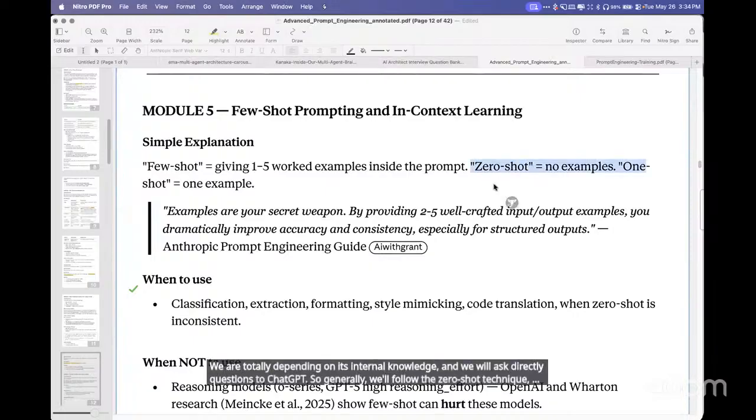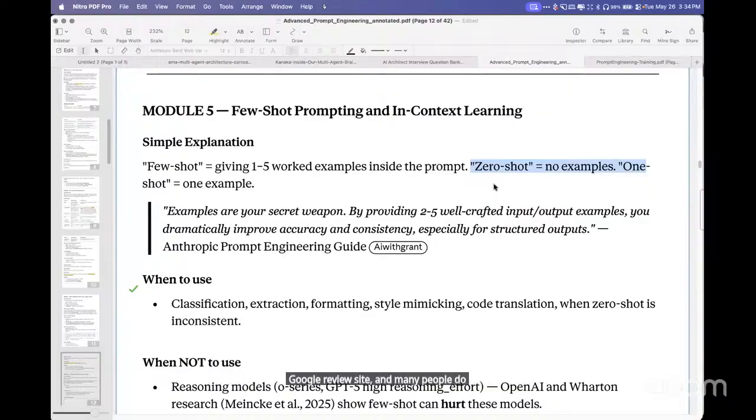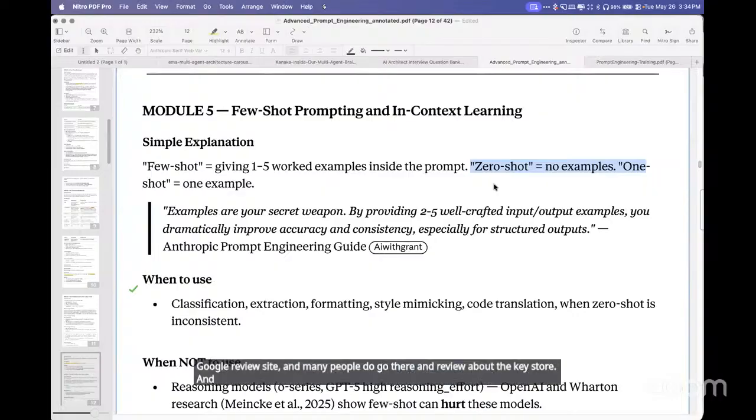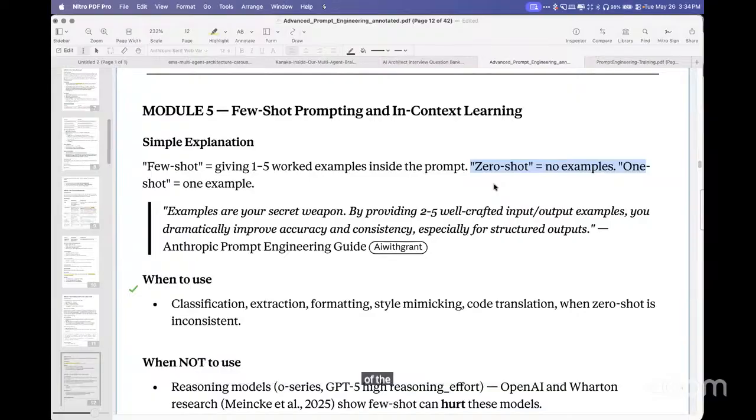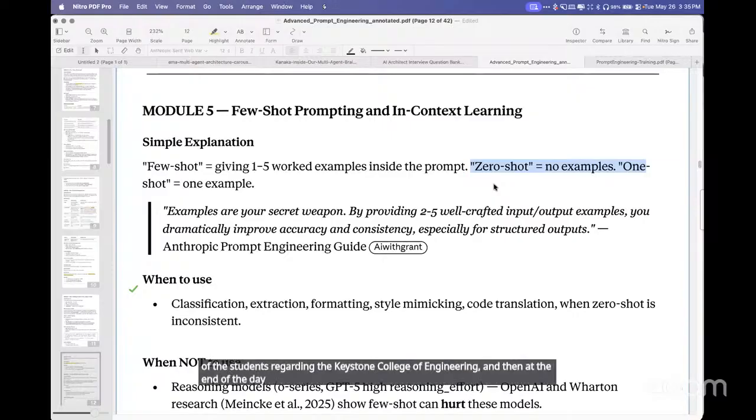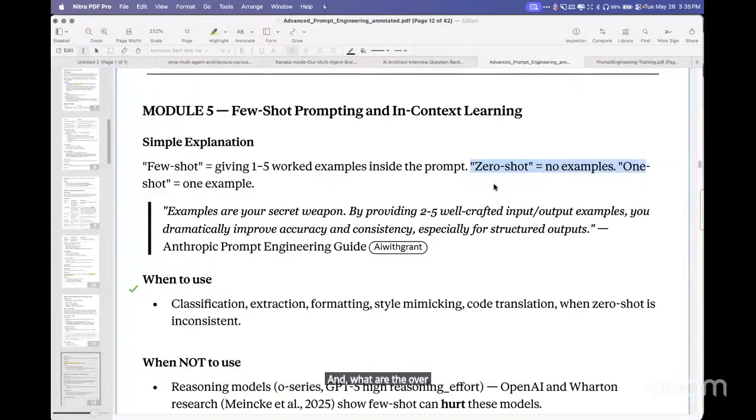But in case there are some classification examples, say we have a Keystone Google review site, and many people go there and review the Keystone. Now we need to write one AI agent which will go to the review outputs and collect the sentiments of the students regarding Keystone College of Engineering. At the end of the day, it will create a report and give me what the good sentiments, the bad sentiments, and the neutral sentiments are, and the overall outcome. Like today, is it good or bad reviewed regarding the Keystone?